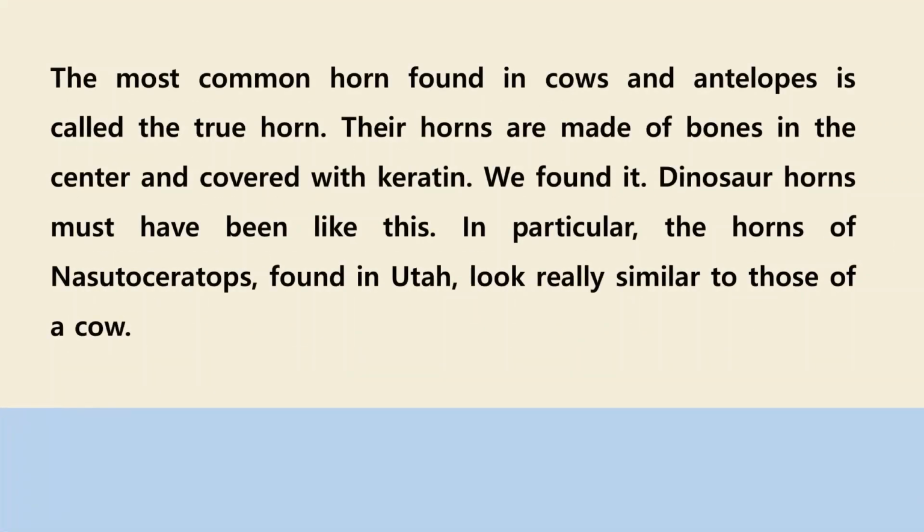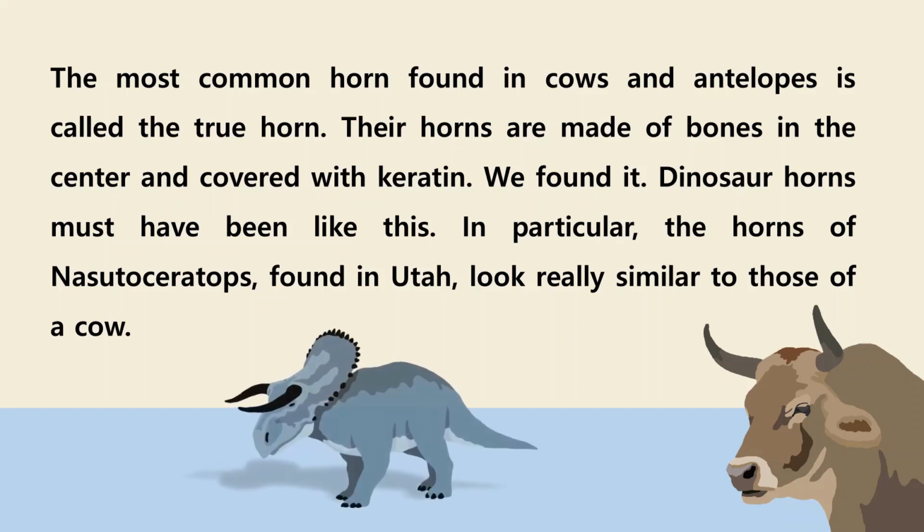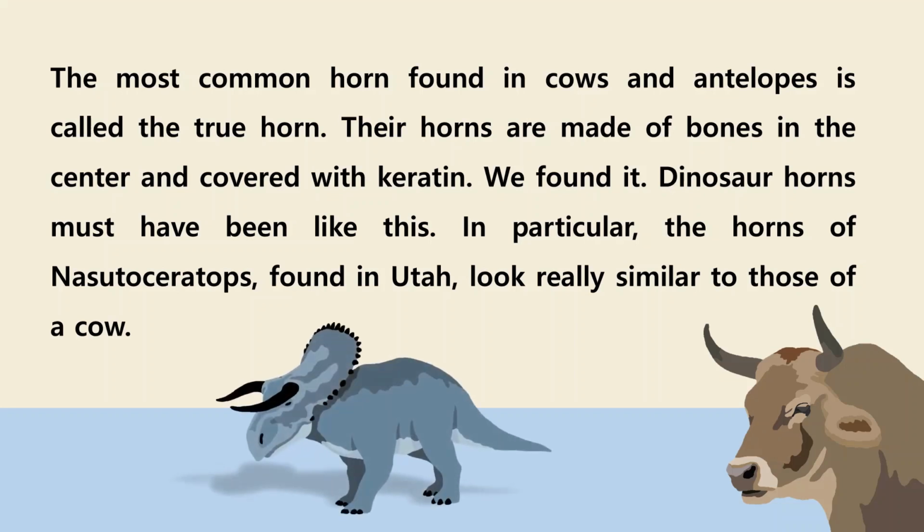The most common horn found in cows and antelopes is called the true horn. Their horns are made of bones in the center and covered with keratin. We found it. Dinosaur horns must have been like this. In particular, the horns of Nasutoceratops, found in Utah, look really similar to those of a cow.